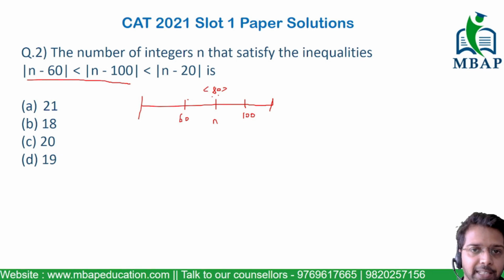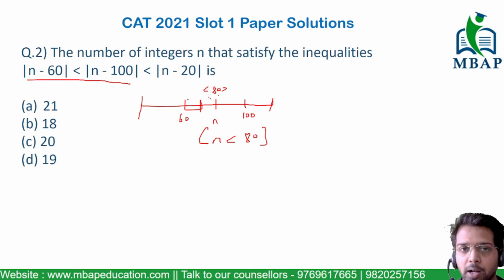Certainly if it is less than 80, let's say 70, the difference of 60 to 70 is 10 and 70 to 100 would be 30. So any value which is less than 80 will satisfy this condition, where mod of n minus 60 will be less than mod of n minus 100.